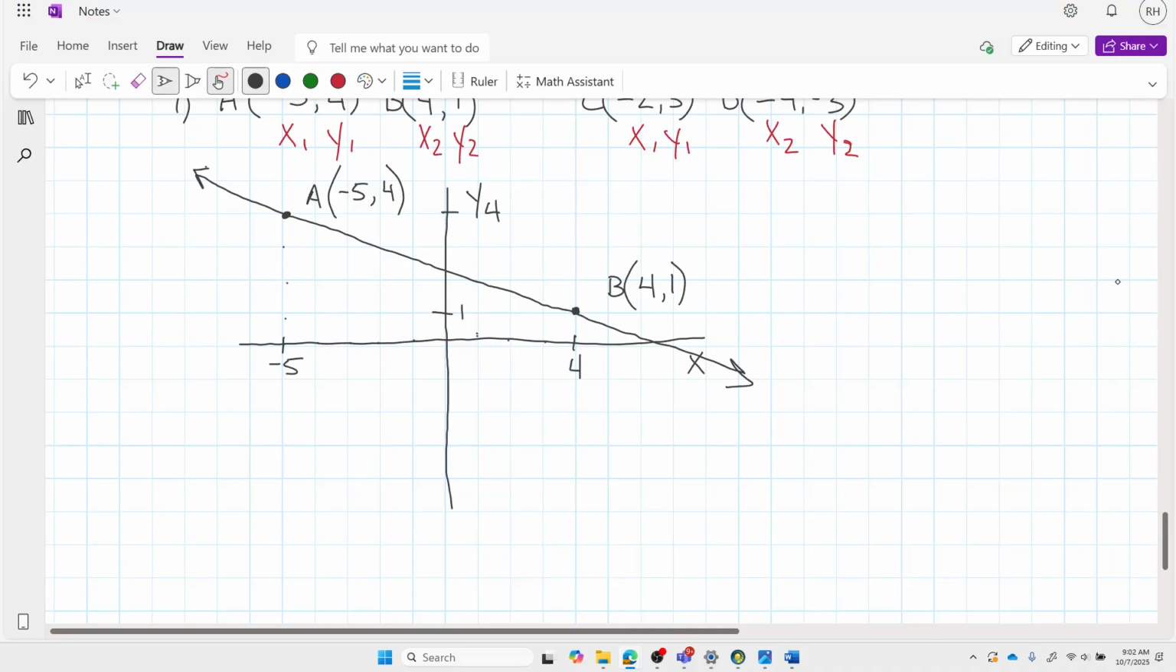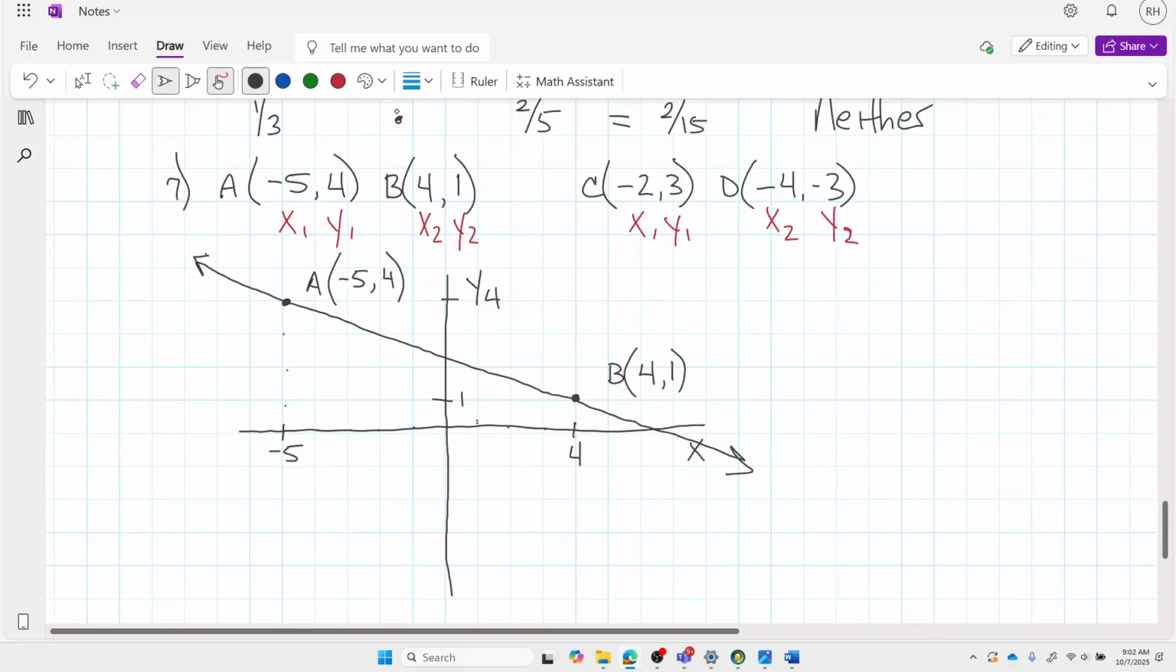So now let's look up. All right. Here's point A. It's at -5, 4. Here's point B. It's at 4, 1. Everybody okay with that? Yeah. All right. We're going to come back to that in a minute. Now, look back at that graph.